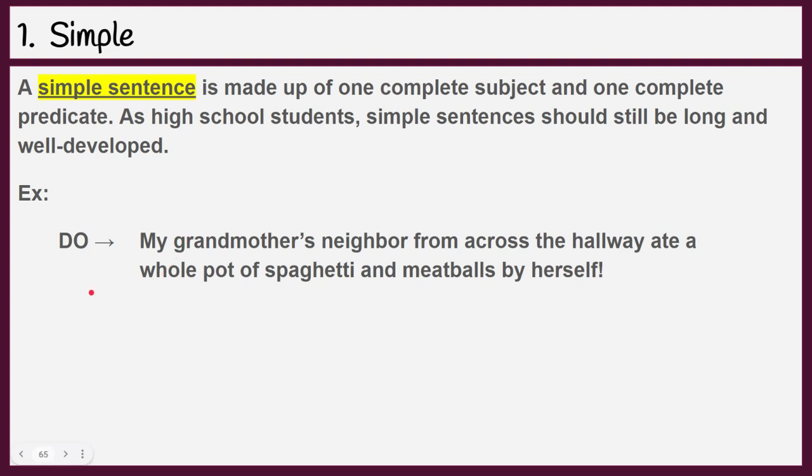So take a look at this. My grandmother's neighbor from across the hallway ate a whole pot of spaghetti and meatballs by herself. This right here is a simple sentence. Even though it's a little lengthy, it's well developed. We don't say "she ate." We specify who ate what. It adds more context, more information, makes for better structured, better developed writing.